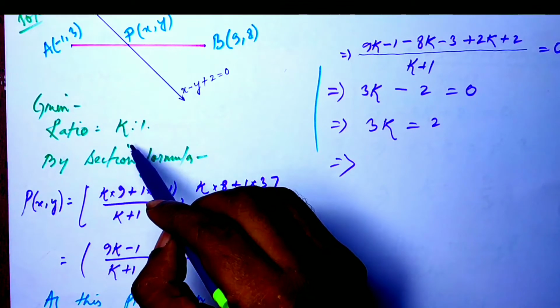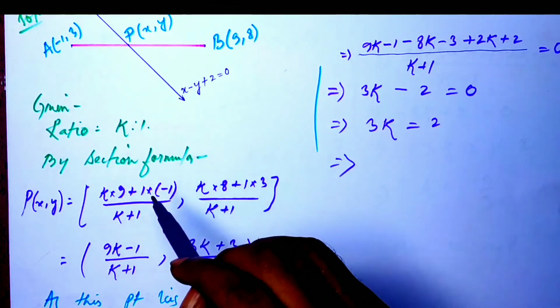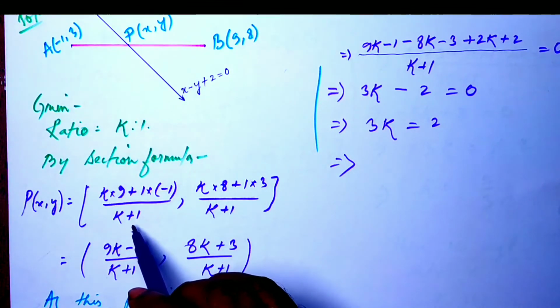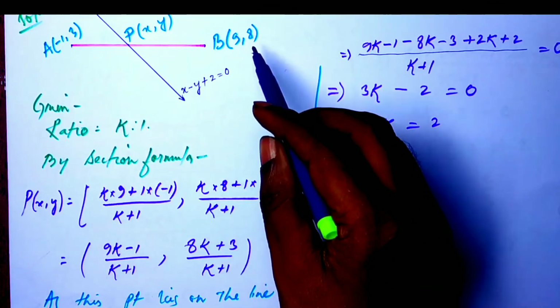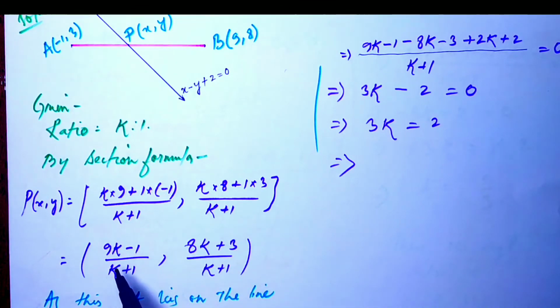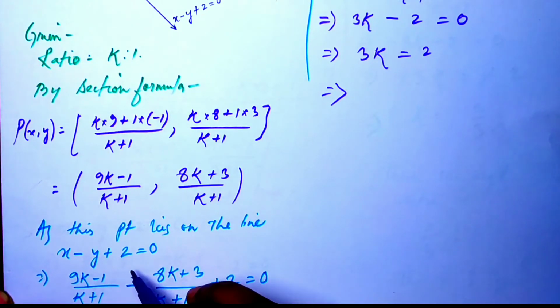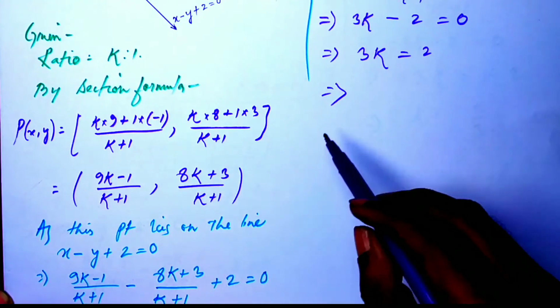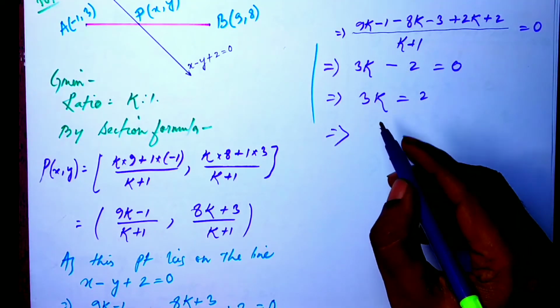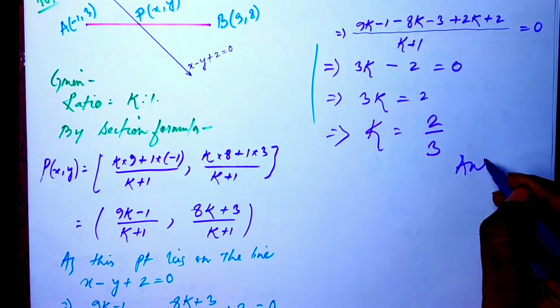So given ratio is k:1, by section formula let us find out P(x, y). So x is k into 9 plus 1 into minus 1 divided by k plus 1, and y value is k into 8 plus 1 into 3 divided by k plus 1. So P is (9k minus 1)/(k plus 1), (8k plus 3)/(k plus 1). This point passes through the line x minus y plus 2 equal to 0, so we put the value and we get 3k equal to 2, so we have k equal to 2/3, which is our answer.